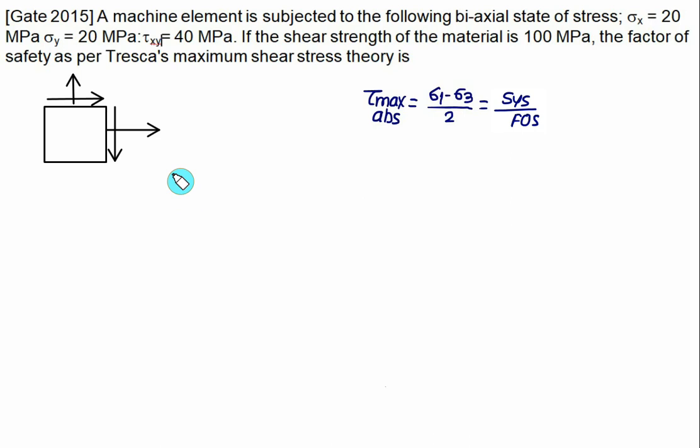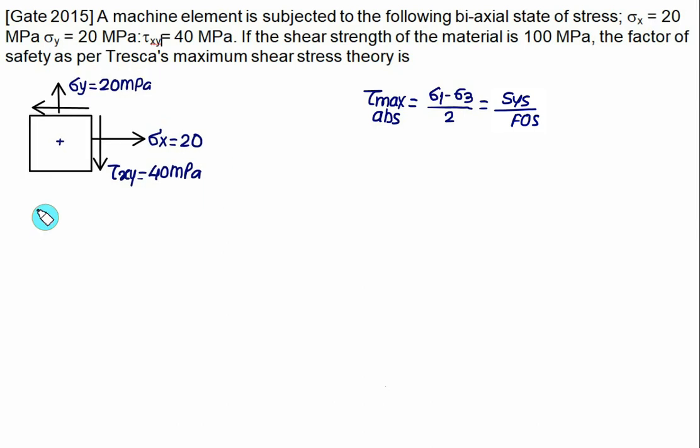So in the biaxial state of stress we have given the value of sigma x, that is the normal stress acting along the x direction, equal to 20 megapascal. Along the y direction, we'll take tensile as positive, equal to 20 megapascal, and the shear stress is taken as positive. If the tau xy on the x face rotates clockwise, it is taken as a positive value. So this direction of arrow was wrong, it will be leftward. So this value of tau xy is equal to 40 megapascal.